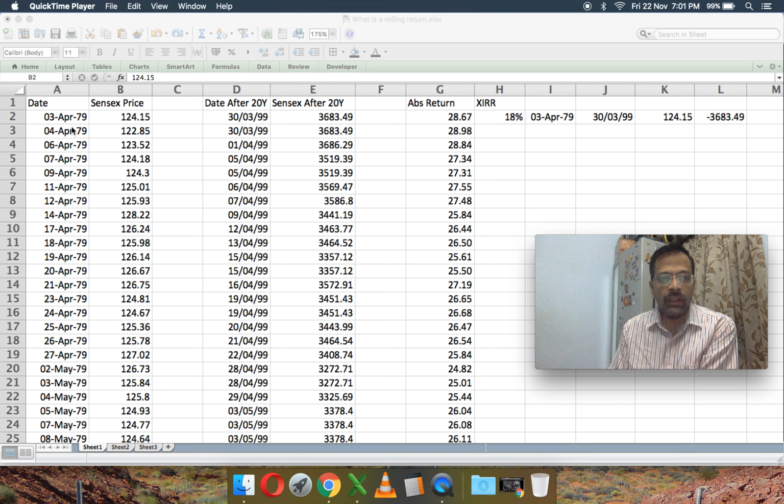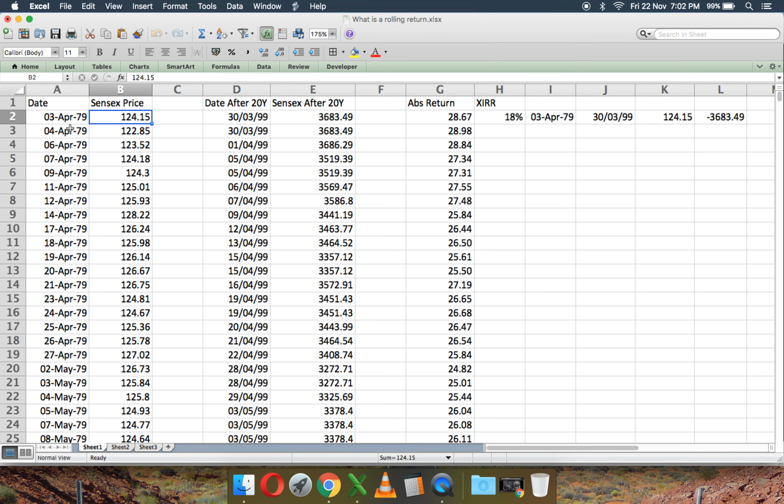I now have 3rd April 1979 as my first date. Sensex was 124.15 on that date, and I want to look at a date 20 years later. After 20 years, the date I'm looking for is 30th March 1999, and the Sensex close price on that date was 3,683.49. Of course, it will not be exactly 20 years because there will be holidays and so on, but you can find out.